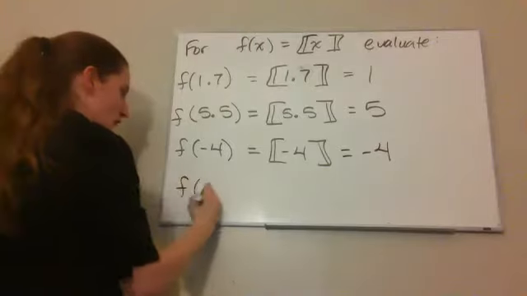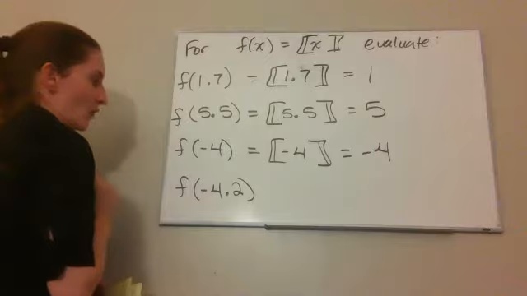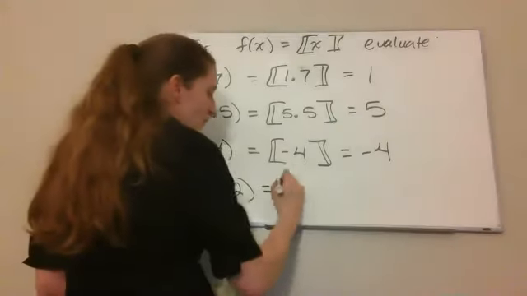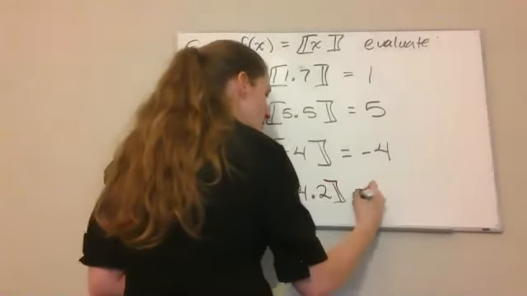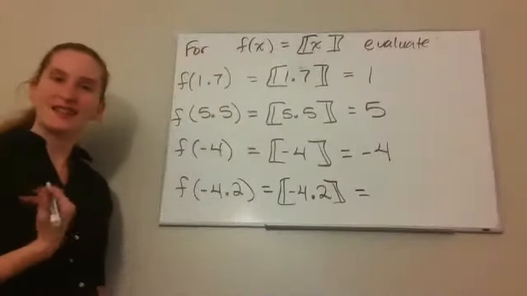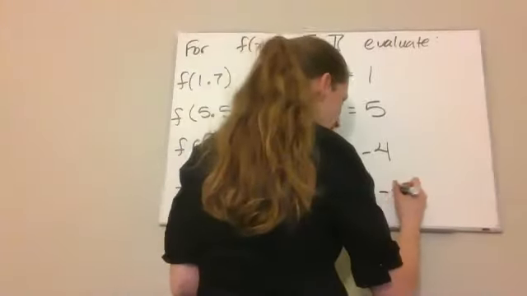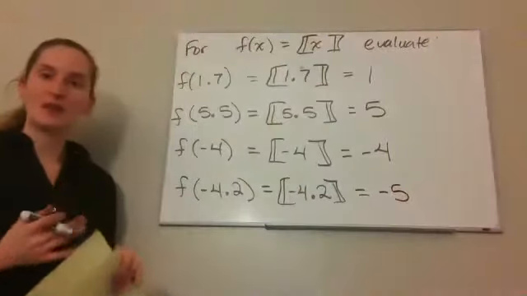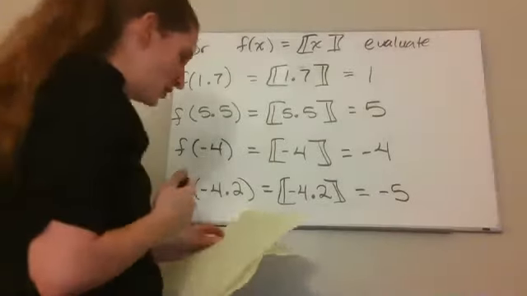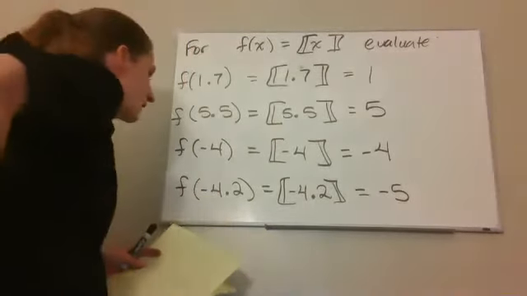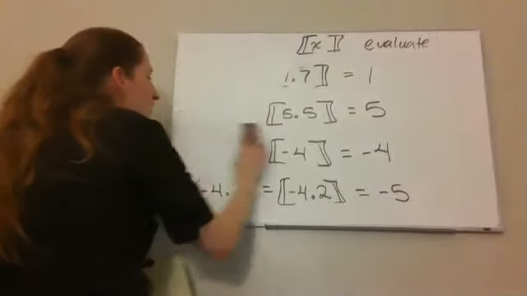And just one more to really emphasize the point. f of -4.2. Well, that is the floor of -4.2. And we just have to be a little bit careful because it's negative. Rounding this down puts us down to -5. That is the negative number that is below -4.2. Now, let me show you what the graph of this looks like, just so that you have this step function image in your head.